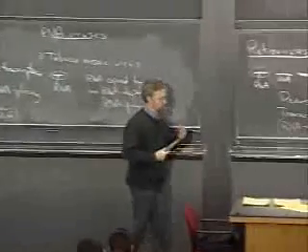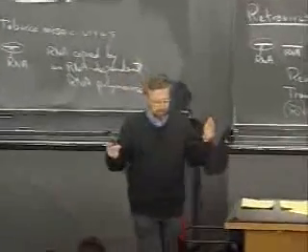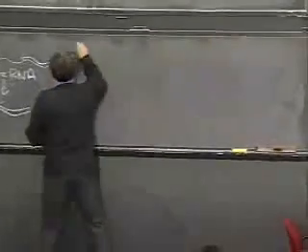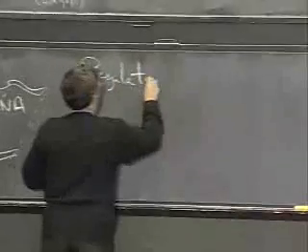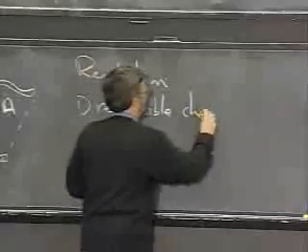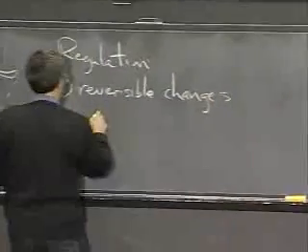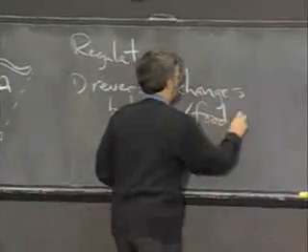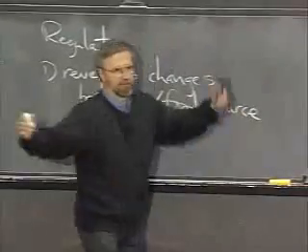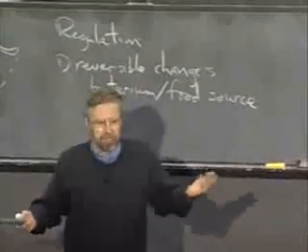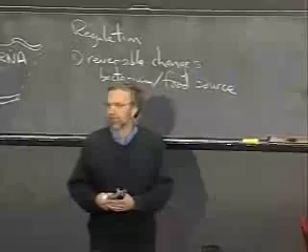And there are basically two kinds of strategies that are involved in these regulatory decisions. They can either be reversible changes. For example, a bacterium and a food source. If you're a bacterium and you've got enzymes that let you eat 100 different kinds of food, and you're in an environment where there's only one of them there, you're really wasting energy if you make the proteins to make the other 99.